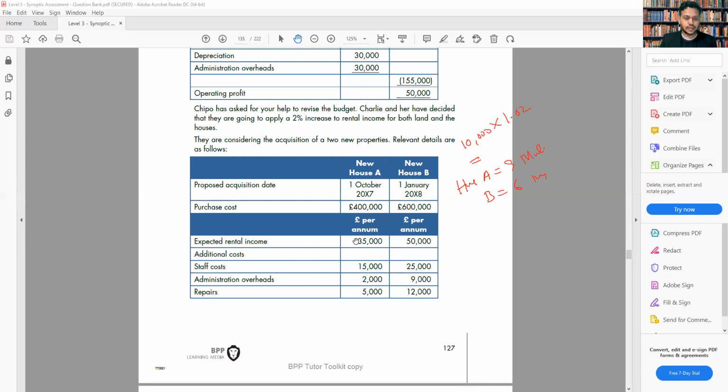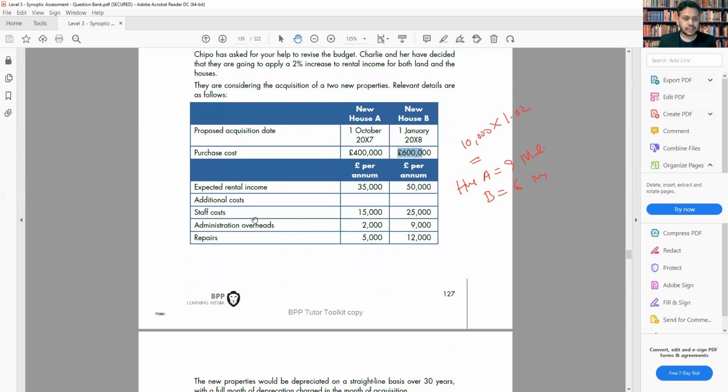So you can see from the house A, rental income expected 35,000, for the house B 50,000. And for the house A, the purchase cost 400,000. House B, the purchase cost 600,000. We need it in order to calculate the depreciation. If the question asks you to calculate depreciation, we definitely need the cost price.